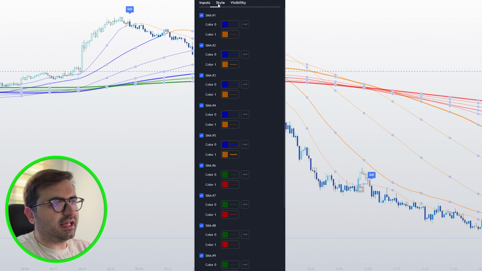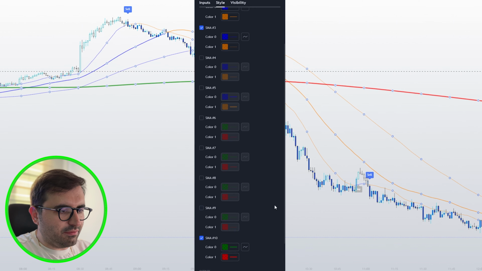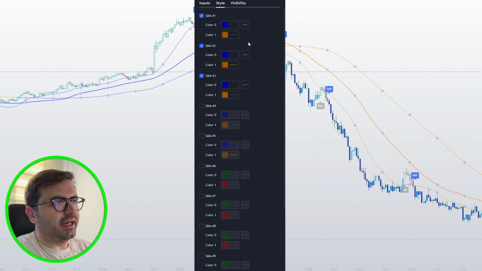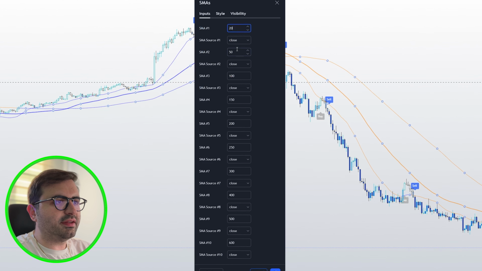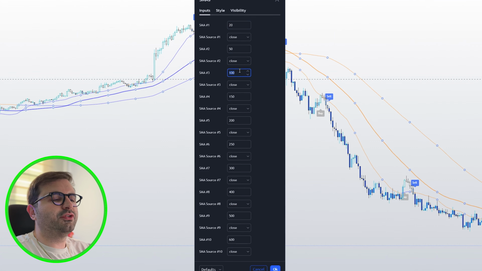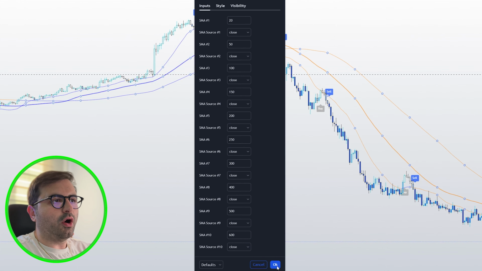Actually, we don't need a lot of these SMA lines, so let's disable these guys, because simplicity will give you the best result. That's how I do it. So let's go to inputs. Your first SMA will be 20, second will be 50, and third one will be 100. If you have done that, just hit the OK button.